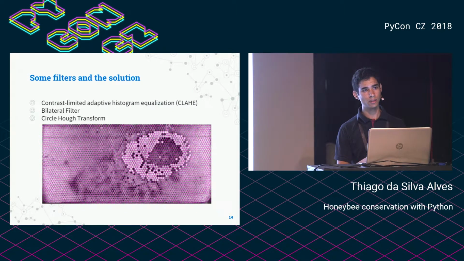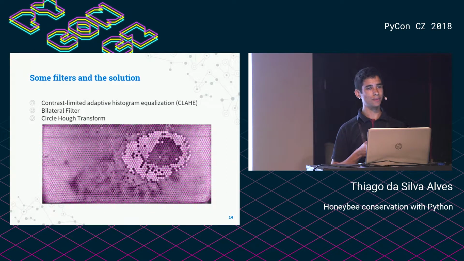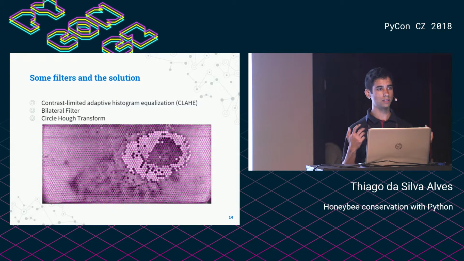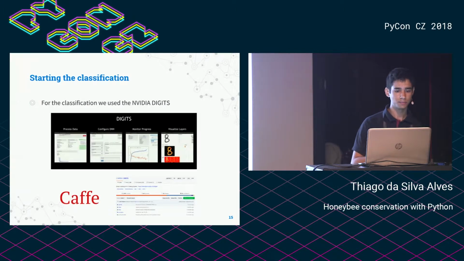And this time, the Hough Transform worked, but not at the first attempt. We created a script and we tried a lot of hyperparameters of the Hough Transform, and with it we could achieve a result like that, where all of the cells were detected in the image. So the next step was to make the classification of each one of the cells.